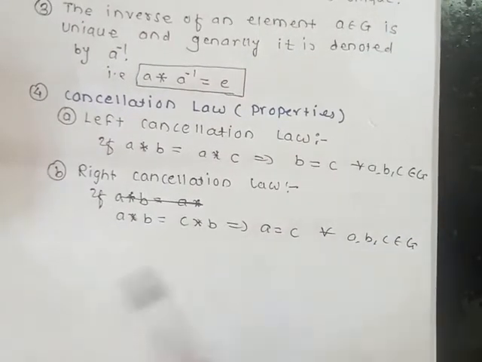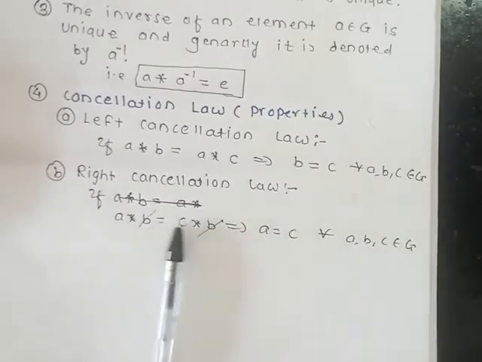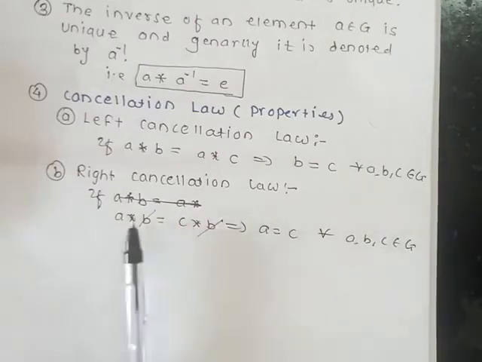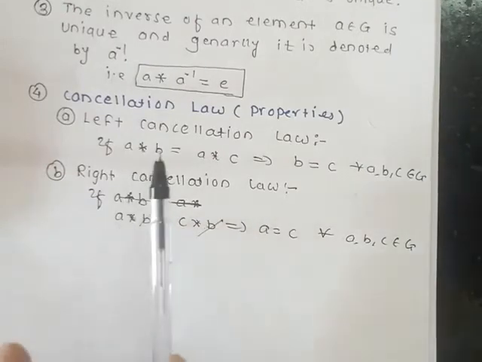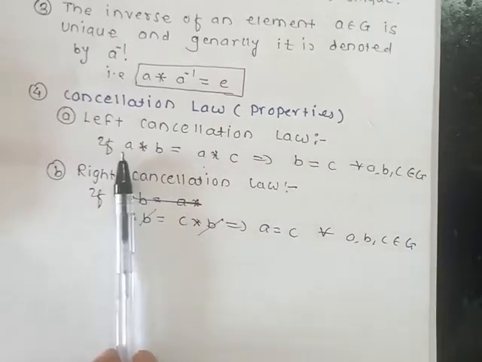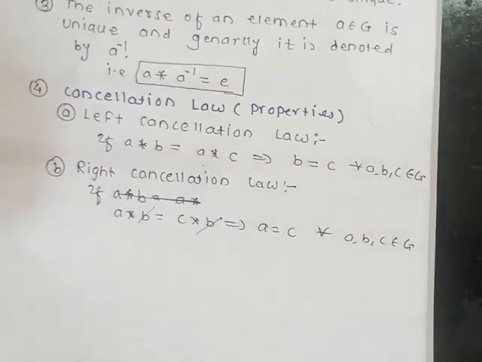We just cancel out these elements. We are cancelling this element, but it belongs to the right side of the elements A and C, so it is called the right cancellation law. Here we are just cancelling the element A, but it lies to the left side of B and C, so it is called the left cancellation law. So this is about the cancellation law or cancellation properties.